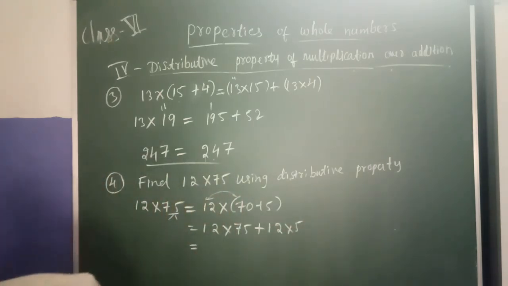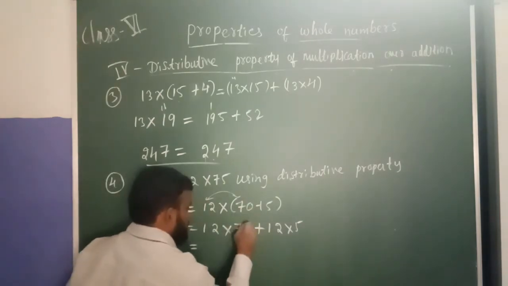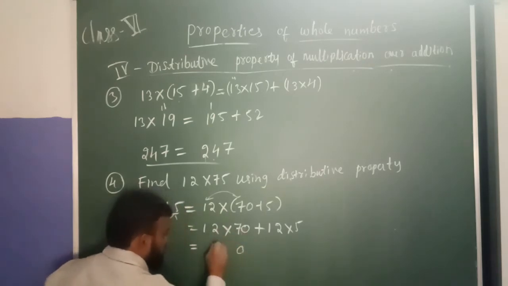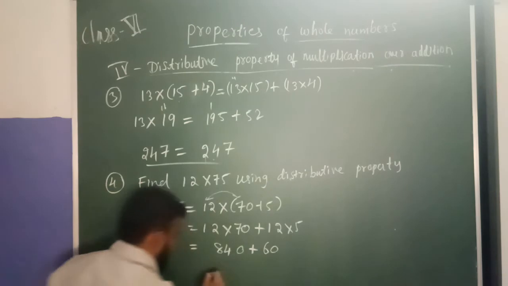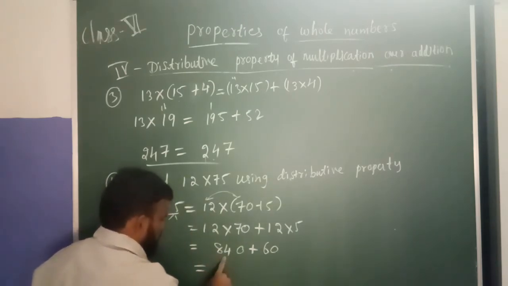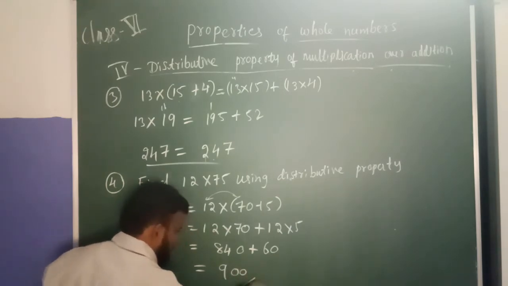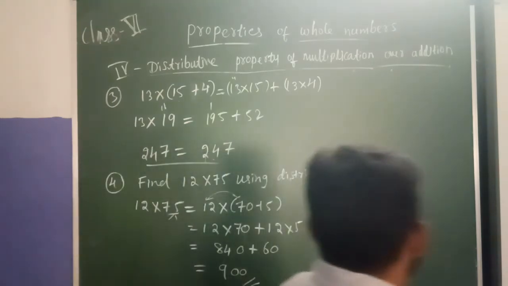After that, 12 into 70. 75 should not come now, 70. So 12 zeros are 0, 12 sevens are 84, plus 12 fives are 60. If we add both, 840 plus 60, that is 900. This is the final answer. Now you note that down.